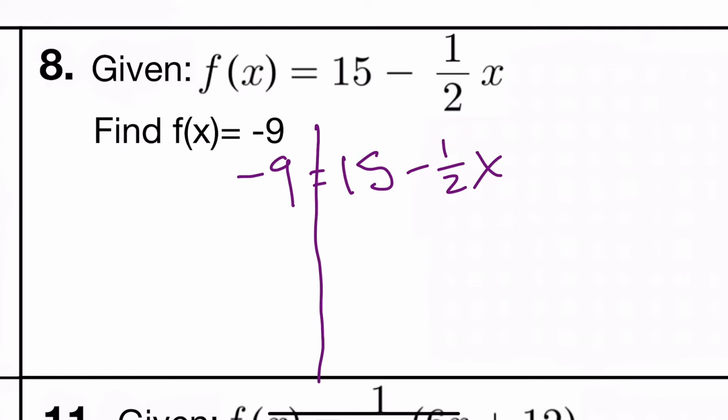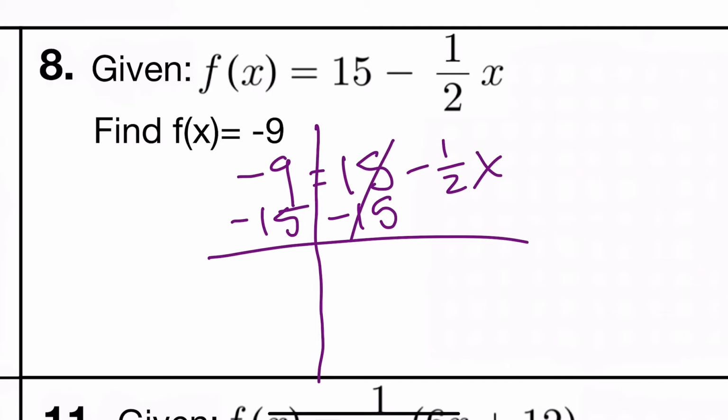I have a positive 15, so I want to subtract that first. That's gone. So we have negative 24 over here, minus 1/2 x. And then once again, there are multiple ways that you can do this. I'm going to do it using fractions because that's the way I'm most comfortable. I see that we have negative 1/2. That half, this fraction bar, tells me that we're going to divide here. So instead of dividing, I'm going to multiply by the bottom. So I'm going to multiply by negative 2.